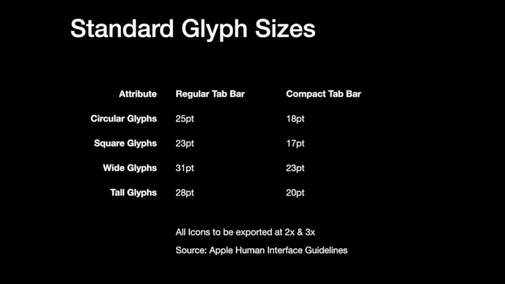There's a regular tab bar on iOS, and there's a compact tab bar. Both of them have different sizes. So when you're generating assets for the tab bar, you should probably consider these, and export them in 2x and 3x. Yeah, they have documentation for this in the Human Interface Guidelines.